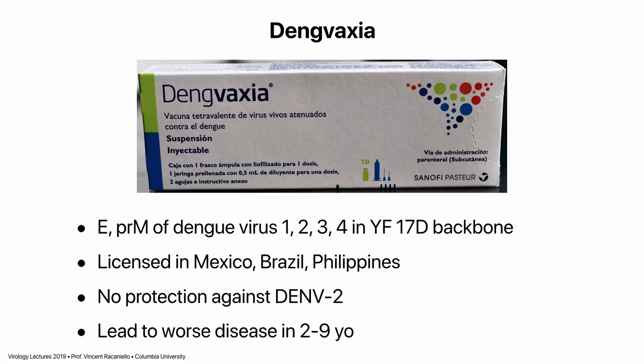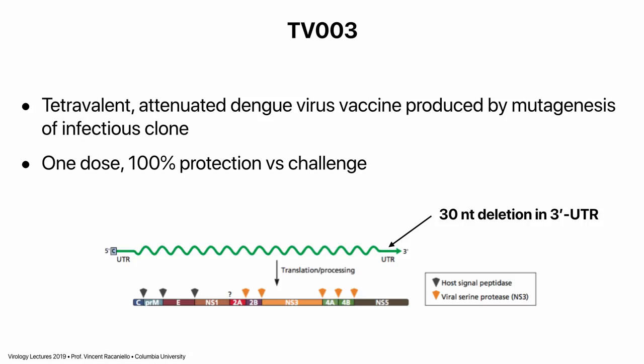Fortunately, other people are working on a different kind of dengue vaccine. And here it was found that if you delete 30 nucleotides in the 3' non-coding region of the virus, the virus still replicates, but it doesn't cause disease. And so this has been the basis of a tetravalent vaccine called TV003, 100% protection so far versus challenge. So probably this will be licensed very soon.